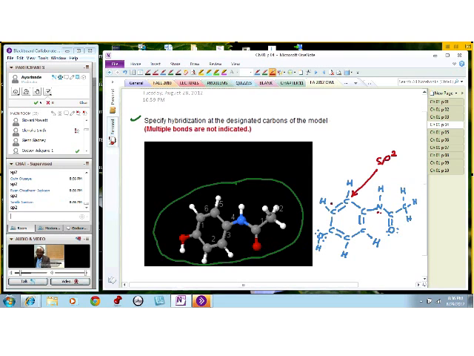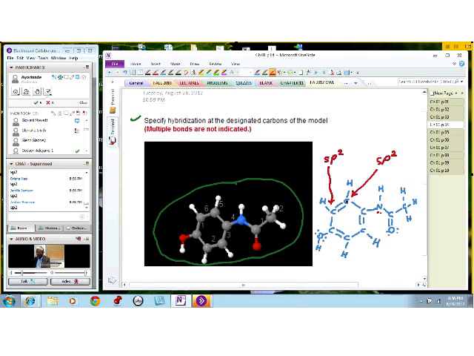sp2. How about this carbon? sp2. Okay, you guys got this hybridization down to a science. Very good. sp2. And you all know why it is sp2. Any carbon atom that is attached to 3 other atoms will be sp2 hybridized.